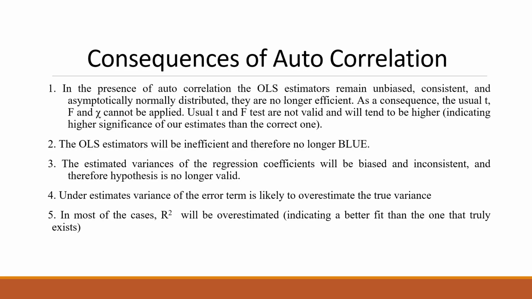The OLS estimators will be inefficient and therefore no longer BLUE. BLUE means best linear unbiased estimator. Third, the estimated variances of the regression coefficients will be biased and inconsistent, and therefore the hypothesis testing is no longer valid. Fourth, the variance of the error term is likely to be underestimated. In most cases, R square will be inflated, or overestimated, indicating a better fit than what truly exists.